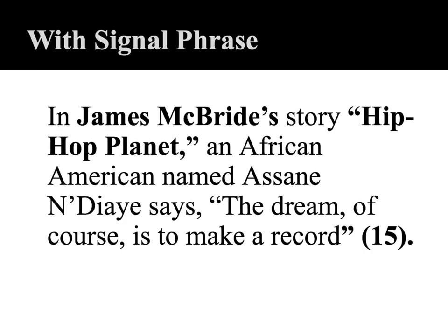Here's an example of what an in-text citation looks like with the signal phrase. In James McBride's story, "Hip Hop Planet," this is the signal phrase for the quote. It has the author's name and the title of the article. Notice there is an apostrophe S at the end of McBride's name. This is to show that the story belongs to McBride. Make sure you show possession in your signal phrase.